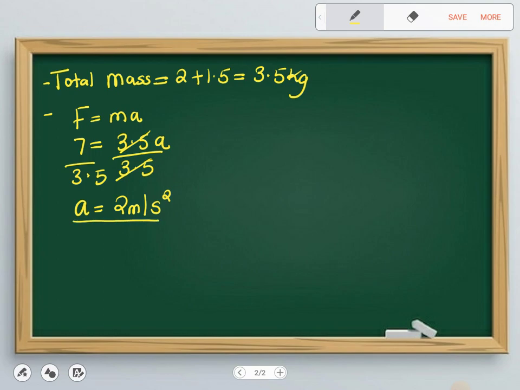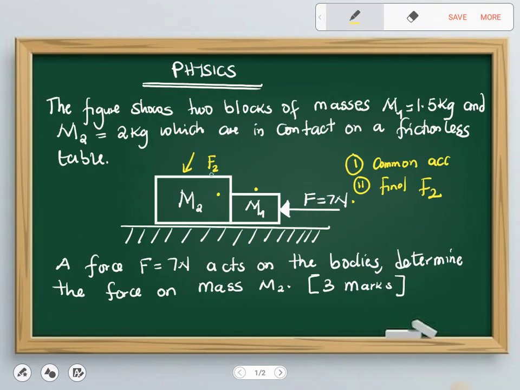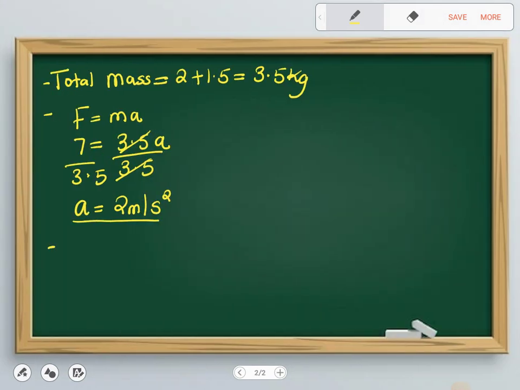We haven't yet answered the question because the question is asking us to find the force on M2. Now that we know the acceleration, we can now determine the force on mass 2. So now we can determine F2, which is the force on mass 2. And how do we do that? Again, we are going back to Newton's second law of motion. So in this case, instead of putting F just, we are going to say F2 is equal to mass times the acceleration. Now this acceleration is what we found here.